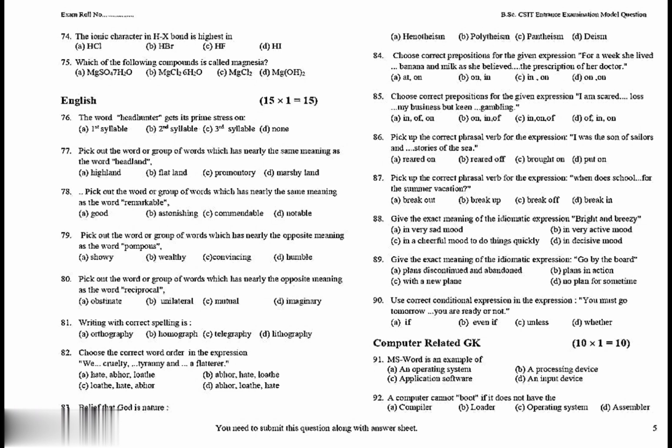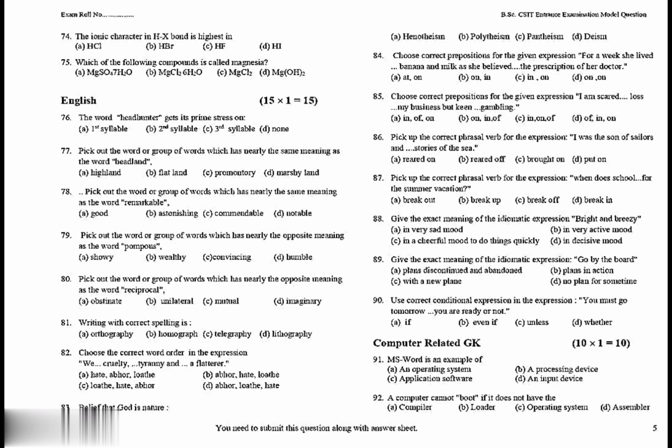88. Give the exact meaning of the idiomatic expression. Bright and breezy. A. In very sad mood, B. In very active mood, C. In a cheerful mood to do things quickly, D. In decisive mood. 89. Give the exact meaning of the idiomatic expression. Go by the board. A. Plans discontinued and abandoned, B. Plans in action, C. With a new plan, D. No plan for some time.